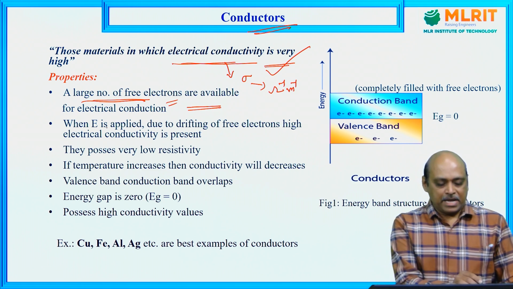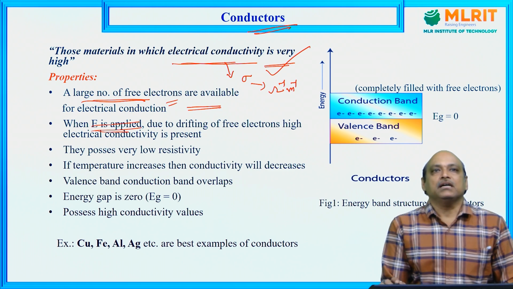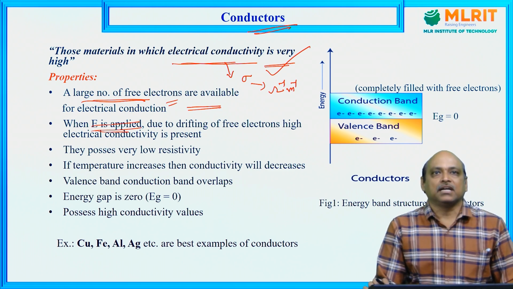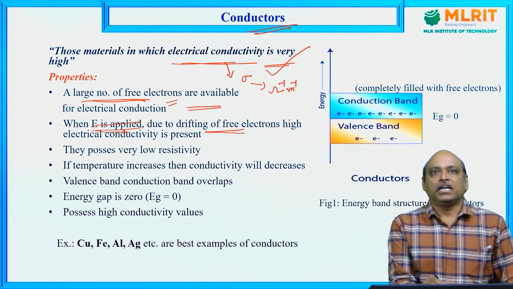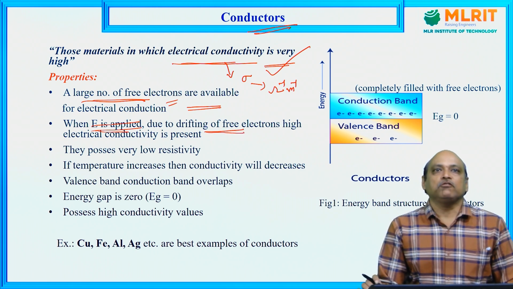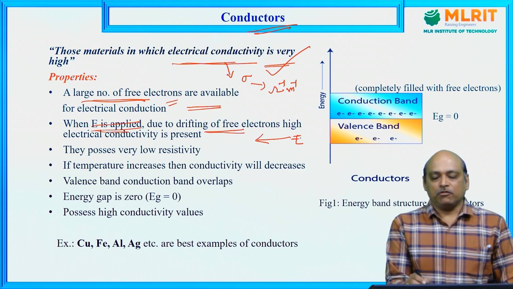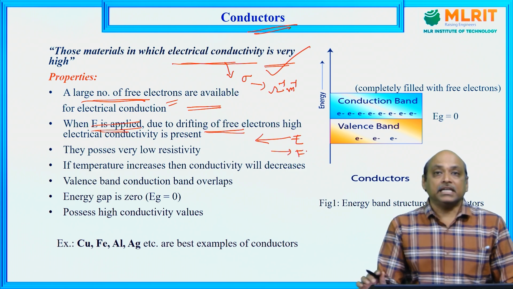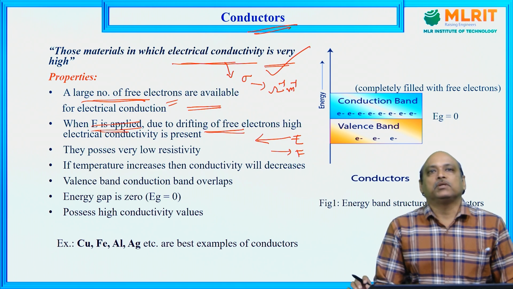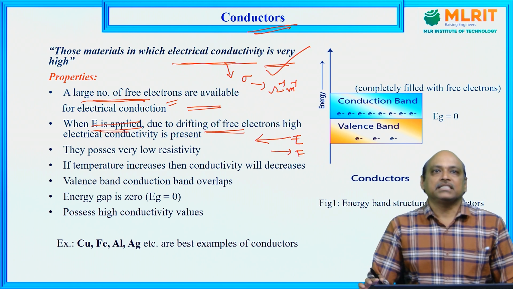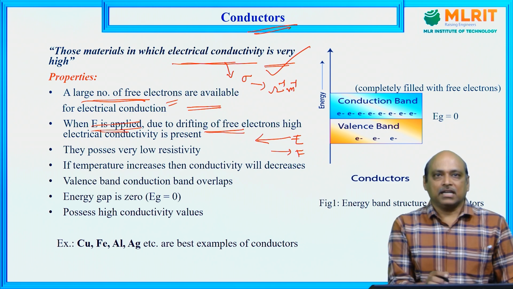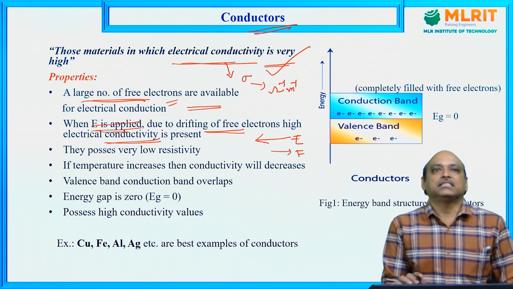When an electric field is applied on these materials, it was observed that all these free electrons are drifting. They experience a force in the direction opposite to the applied electric field. You are applying the electric field in this direction, and the free electrons experience force in the opposite direction. Due to that drifting force, all free electrons move in the same direction, so the velocity becomes a very high value. The result is that conductivity is present in these materials.